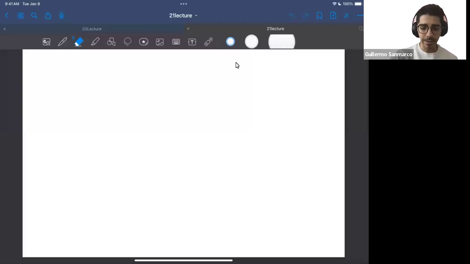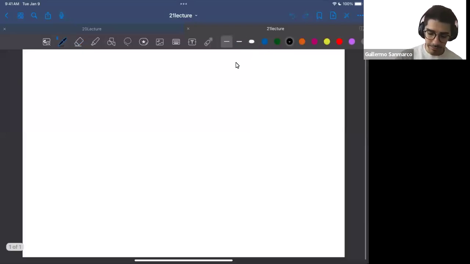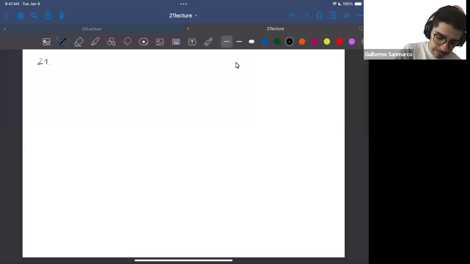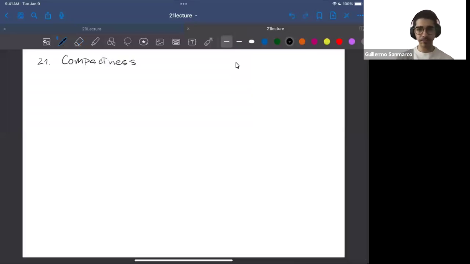Okay, welcome back. So the idea for today, this lecture, and also the next one, this is lecture 21. It's about compact spaces. So we are trying to study this notion of compactness. This we described last time. The definition is, in principle, kind of obscure, I could say.